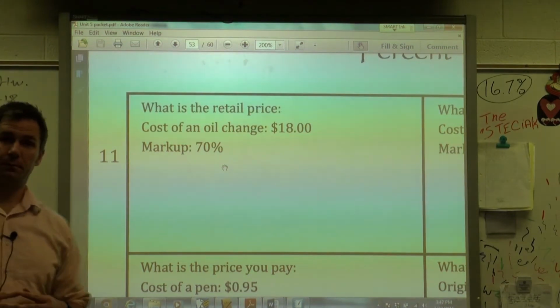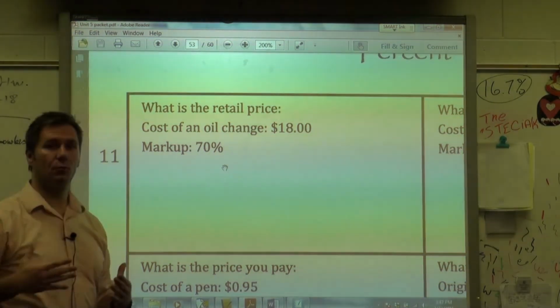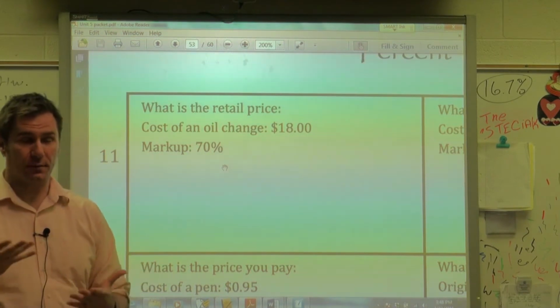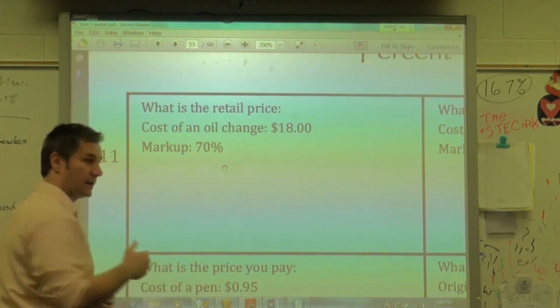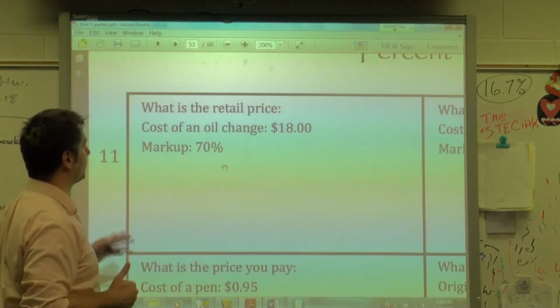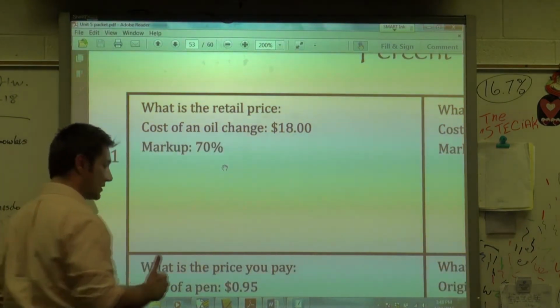Let's move on to page number 12 and question number 11. Here we have to deal with markup. Markup is when a seller makes the price higher. In order to make a profit, they have to sell it to you for a higher price. This way, they can function in their business. So let's start. What is the retail price? The cost of an oil change is $18, and the markup is 70%.